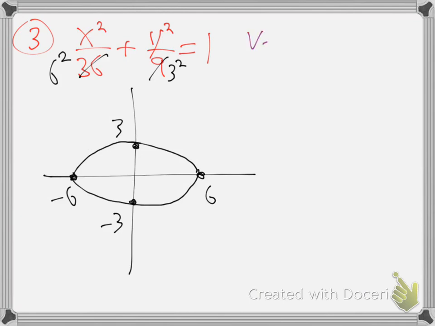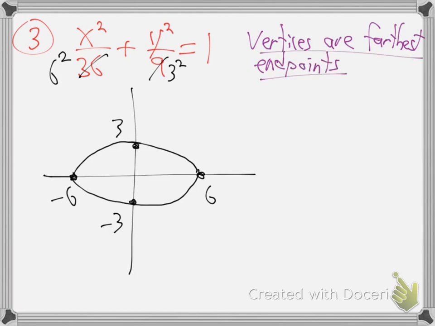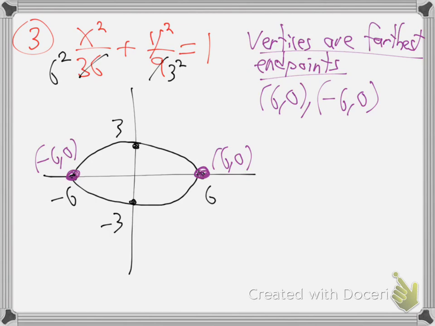Now, vertices are the farthest endpoints. What do I mean? What's the biggest direction on this? This one's wider than it is tall, right? So these are the vertices: 6, 0 and minus 6, 0. They want both. They want the actual coordinates of those points. That's 6, 0. The other one's minus 6, 0.